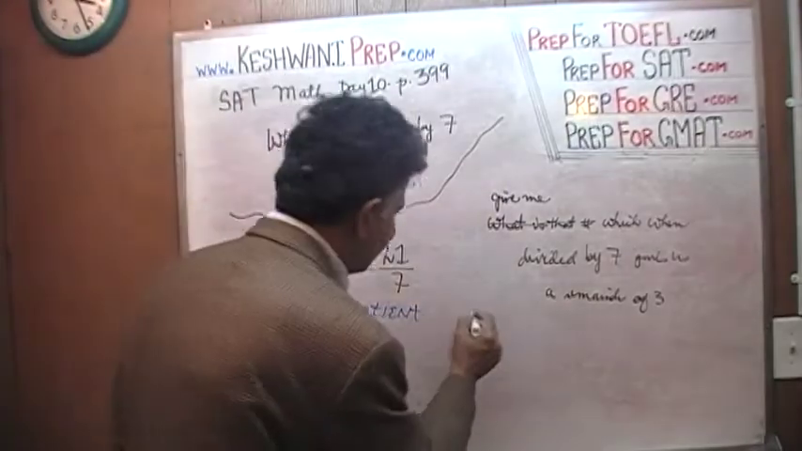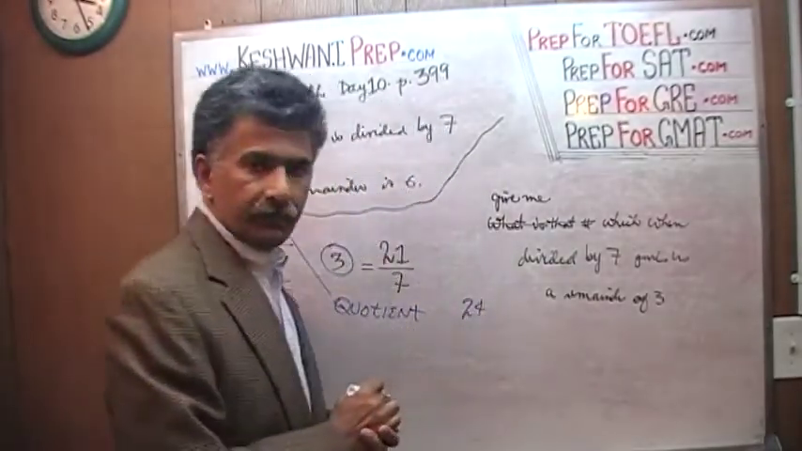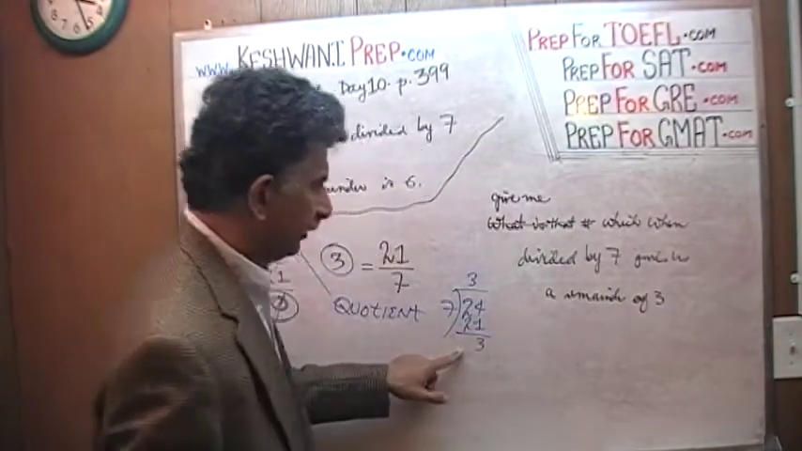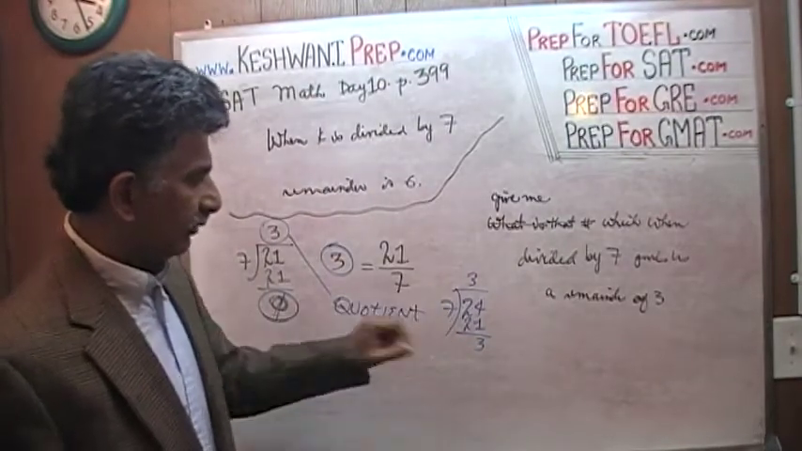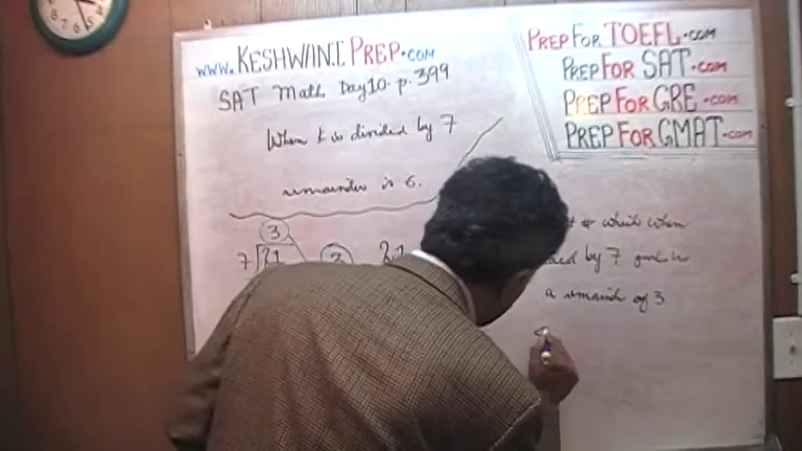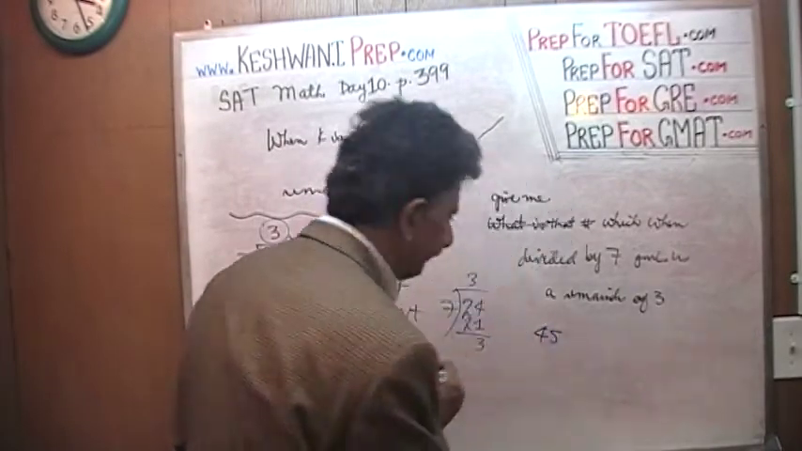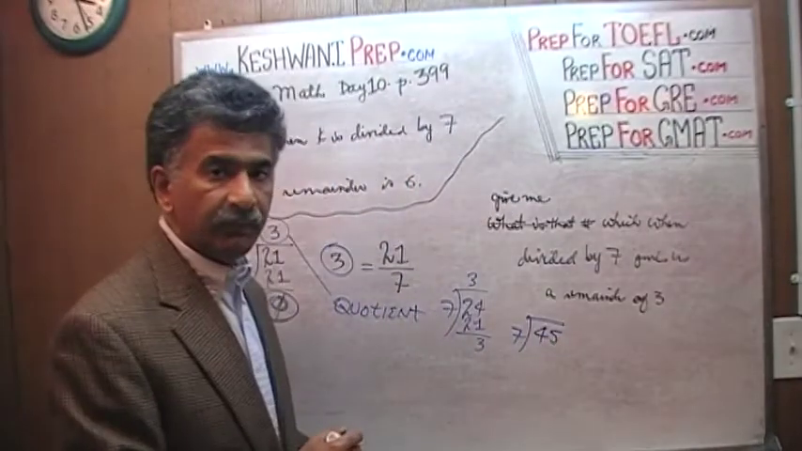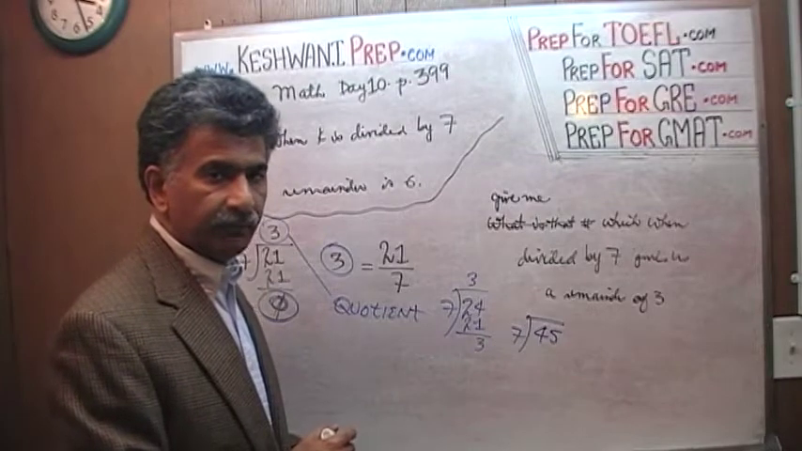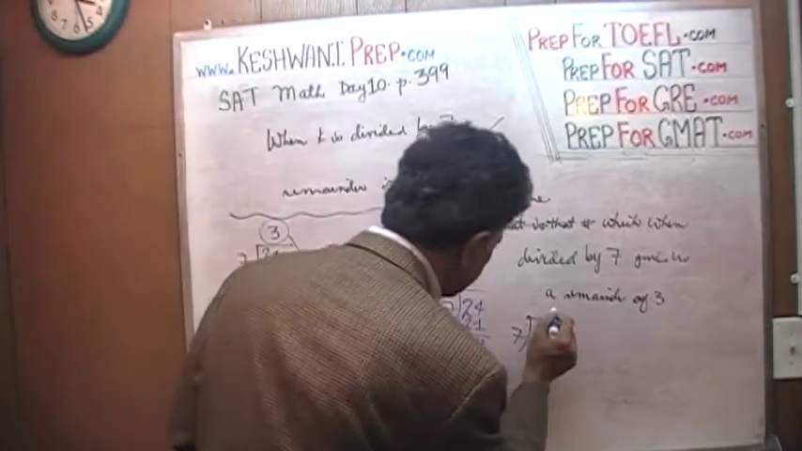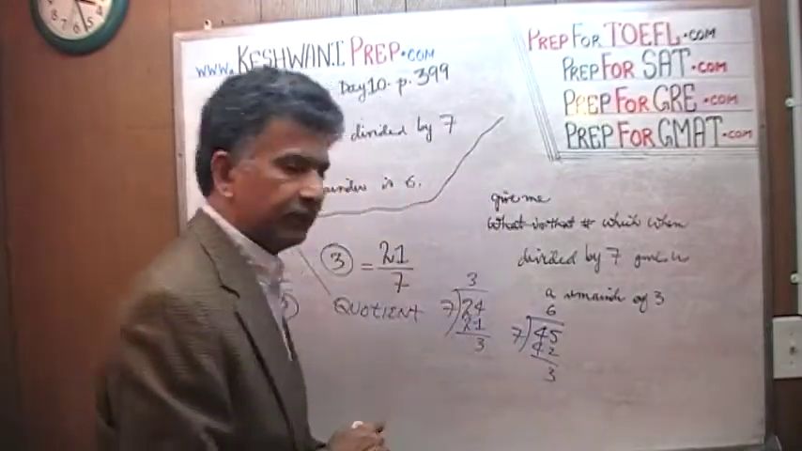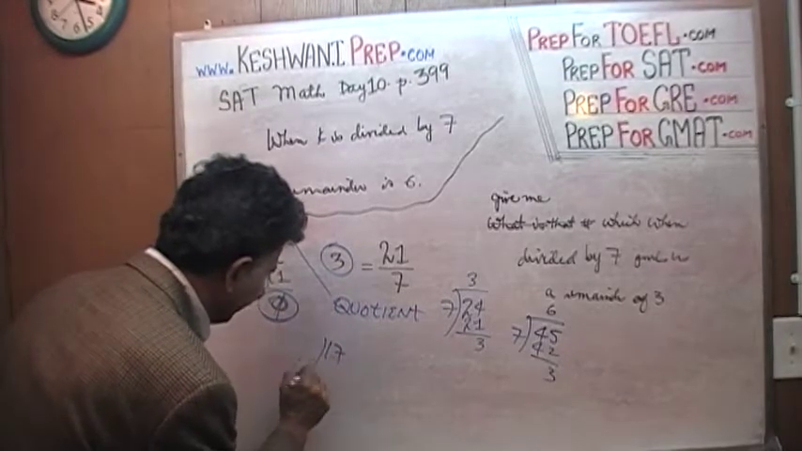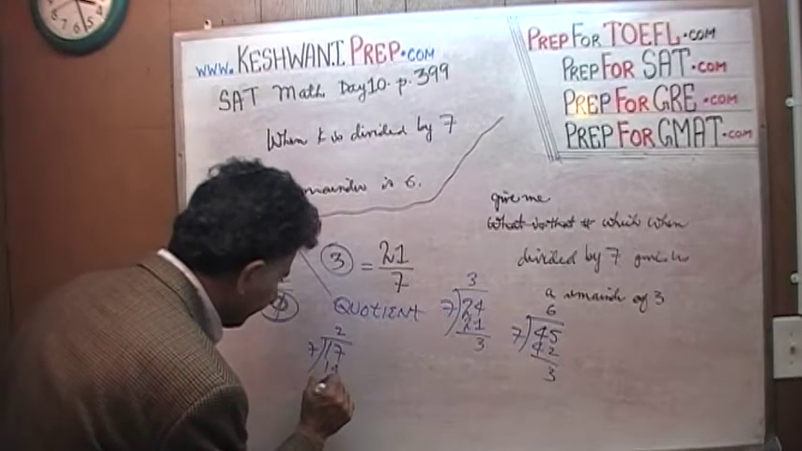How about 24? Well, if you divide 24 by 7, 3 times, it gives you a remainder of 3. In this case, the remainder is the same as the quotient. How about 45? 45 divided by 7. How many 7s in 45? Well, 7 5s are 35, and one more 7 would make it 42. So that's 6. Now this has a remainder of 3. Can you think of another number? How about 17? 17 divided by 7 gives you a remainder of 3.